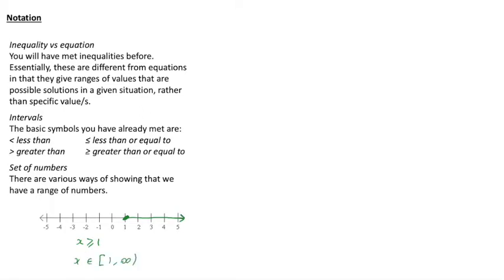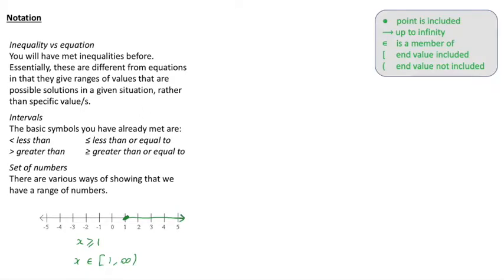We can also write x is that funny e or Greek e, which is a member of, and then we have brackets around 1 up to infinity. So those symbols: first of all, on the number line, the completed circle, the filled in blob, means that that point is included, or that number is included. So that's why it's x is greater than or equal to 1. The arrow going up means it's going up to infinity. And then, as I mentioned, the Greek e means is a member of.